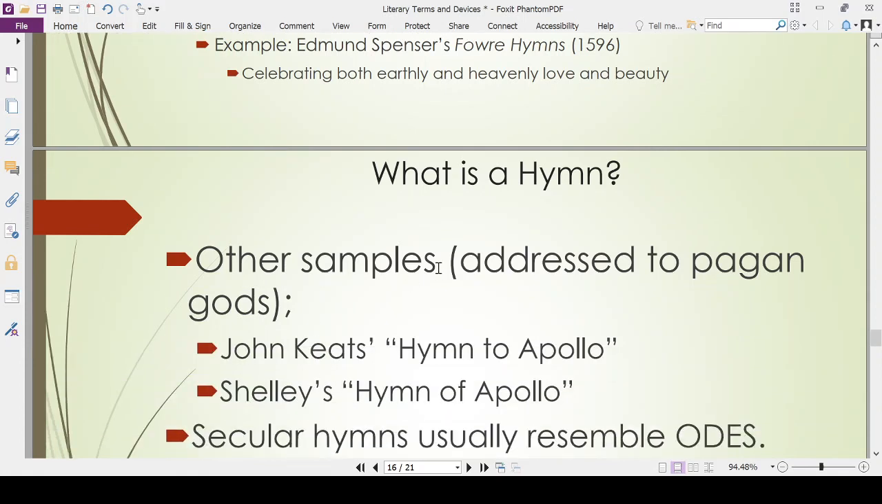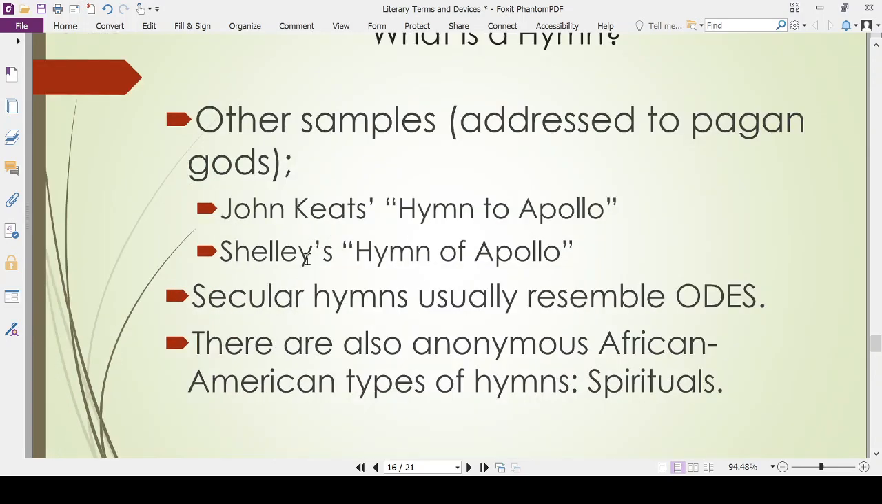There are, as I said, other samples which are addressed to pagan gods, like two very important poems by two famous romantic poets, John Keats and Shelley. Both of them have written hymns to Apollo. And, of course, Apollo is one of the gods of Greek mythology, the son of Zeus and Leto, who was the god of hunt, just like his sister Artemis, or Diana in the Roman version. So secular hymns usually resemble odes. You have to keep that in mind.